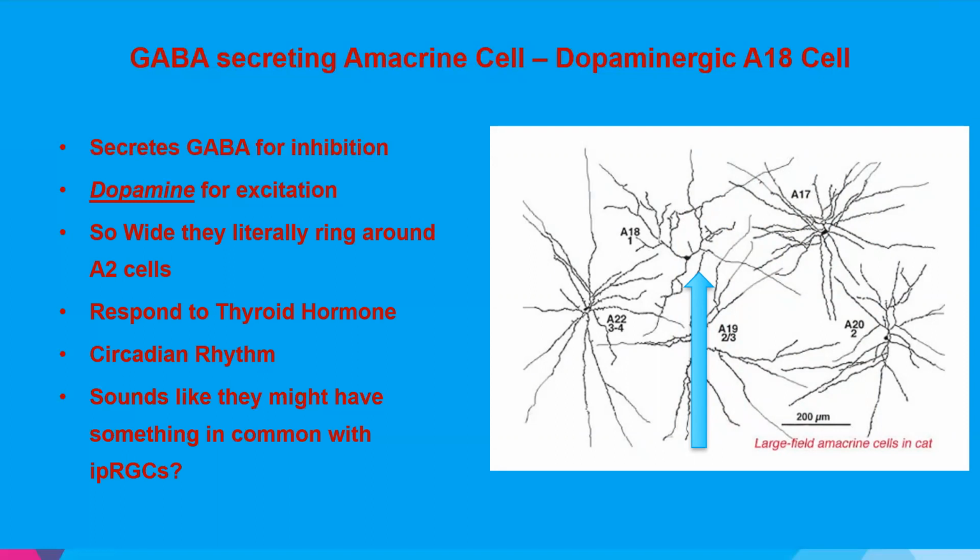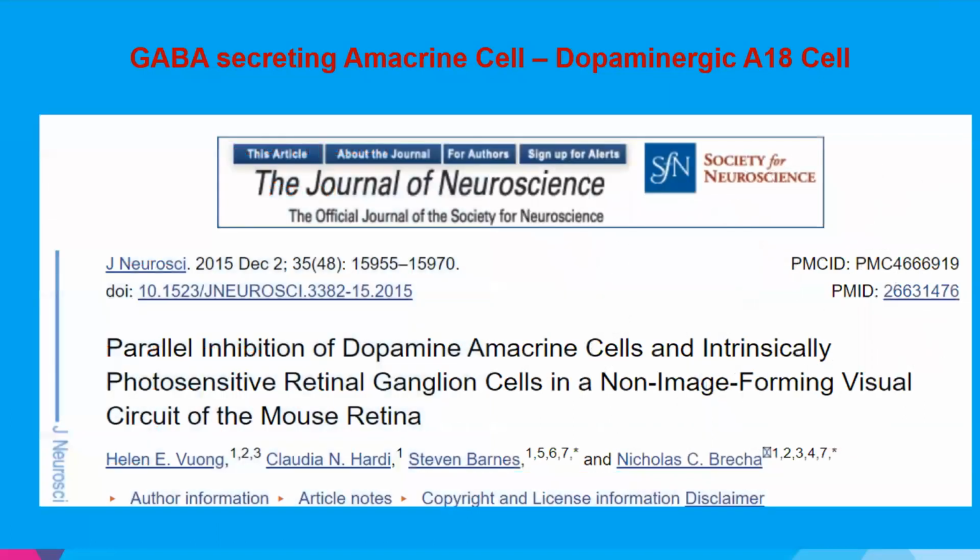It's kind of interesting, but in your head, you should be like, if they deal with circadian rhythm and it's this basal metabolism kind of situation, responding to a hormone like an endocrine organ almost, which just blows my mind that it even exists, but it has something to do with IPRGC. So then I just checked online because it makes sense. If you said circadian rhythm, is there some connection between the two? And I read this: parallel inhibition of dopamine amacrine cells and intrinsically photosensitive retinal ganglion cells in a non-image forming visual circuit of a mouse retina.